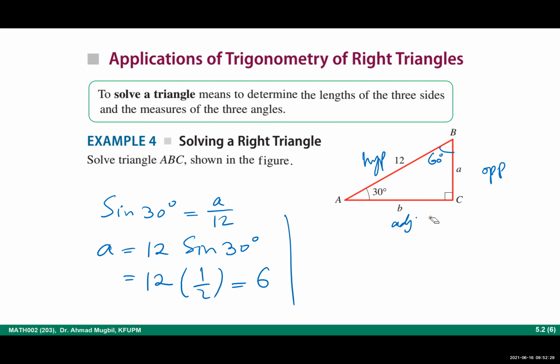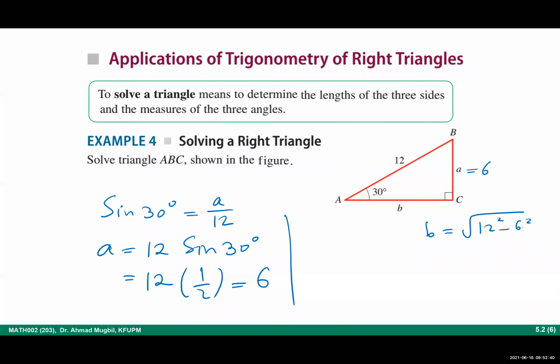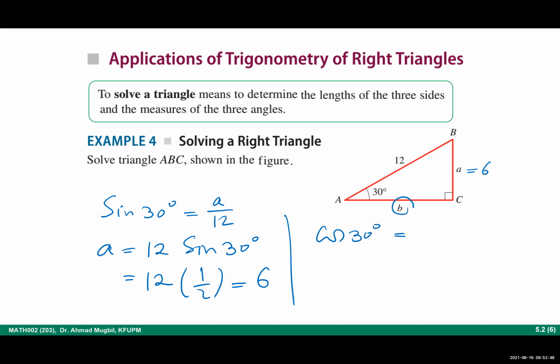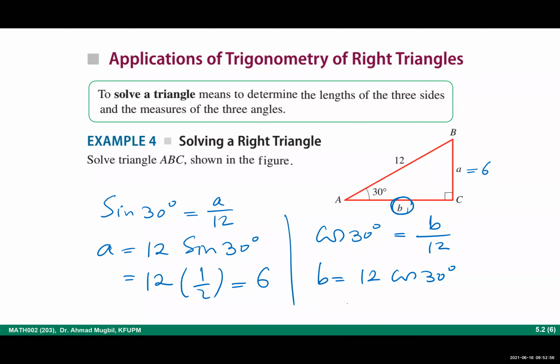Now, how to find B? You can use the Pythagorean theorem because this side is now 6. B will be the square root of 12 squared minus 6 squared. Or use cosine. It is easier. So now cosine 30 will be the adjacent over the hypotenuse. So this means that B equals 12 cosine 30. What is cosine 30? Square root of 3 over 2.